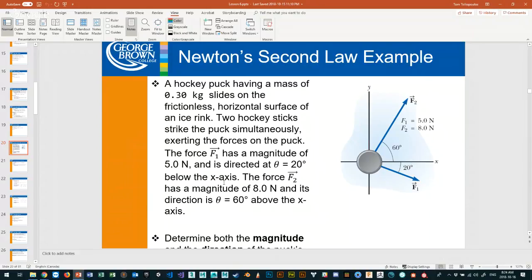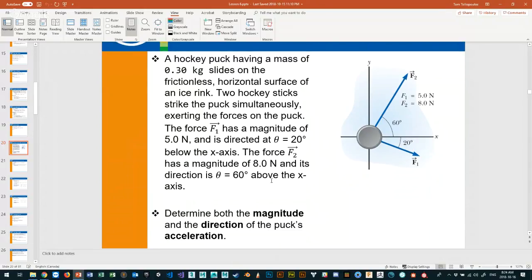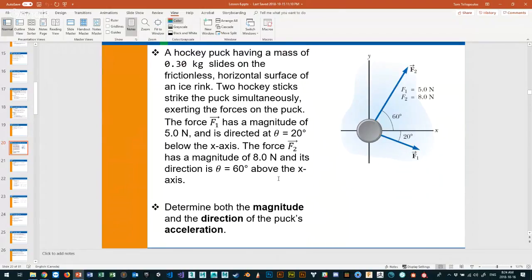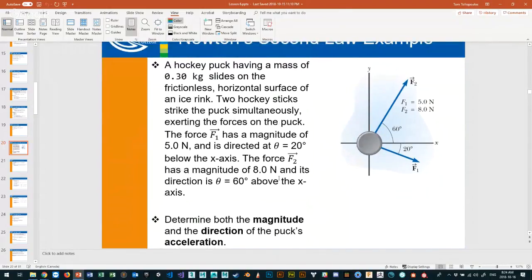And then the F2 force has a magnitude of 8 newtons, so higher magnitude. So maybe the stick that hit this puck struck way faster. And its direction is theta equal to 60 degrees from the horizontal, right? All right, determine both the magnitude and direction of the puck's acceleration. So just before you look at the slides ahead, what do you think? What do you think we could do here?